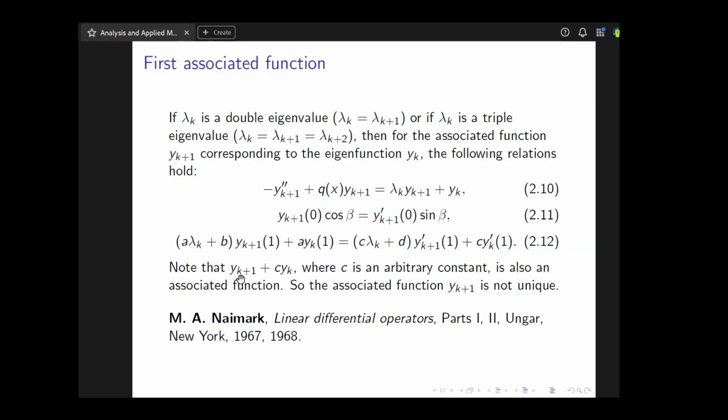We note that the associated function of the first order is not unique. If you take an associated function of first order and add cyk, you get again an associated function. So there are many of them. This will be crucial in the coming slides.